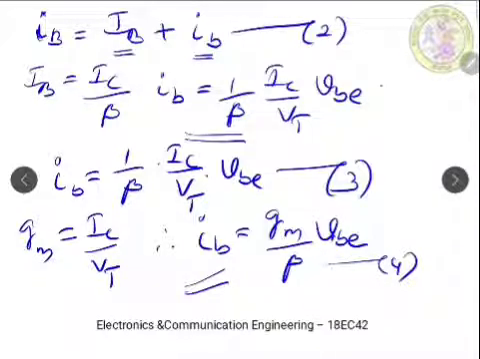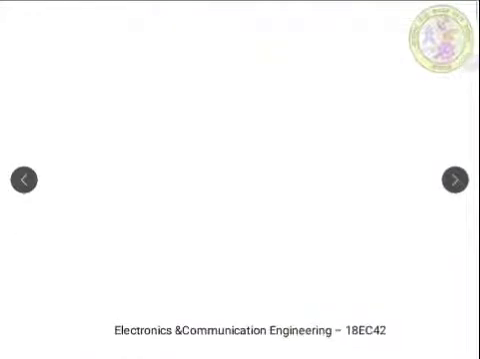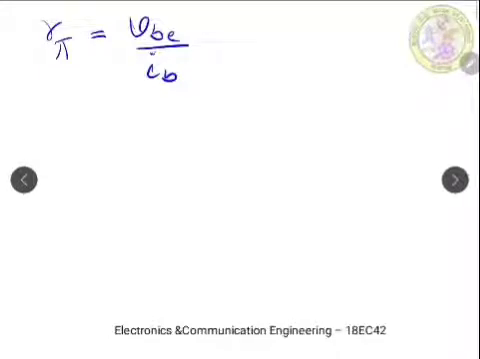Now let us define the small signal input resistance between base and emitter, which is indicated by r pi. Its definition is r pi equals vBE by ib. It is a ratio between voltage and current. So what is r pi? r pi is the small signal input resistance between base and emitter, looking into the base region.